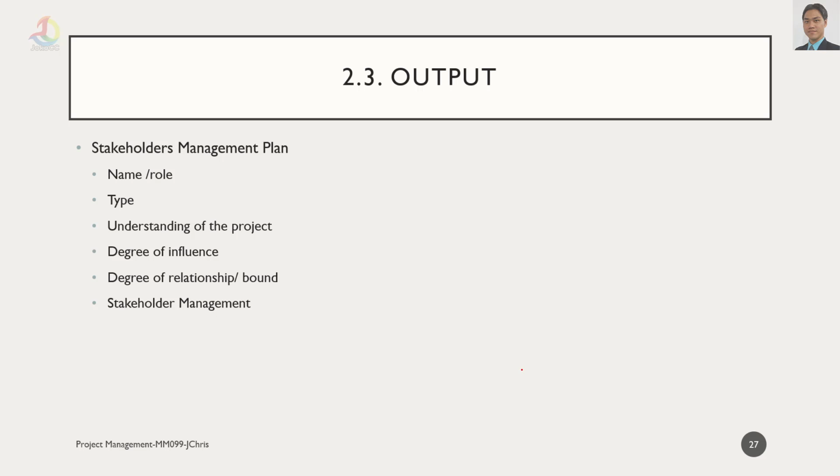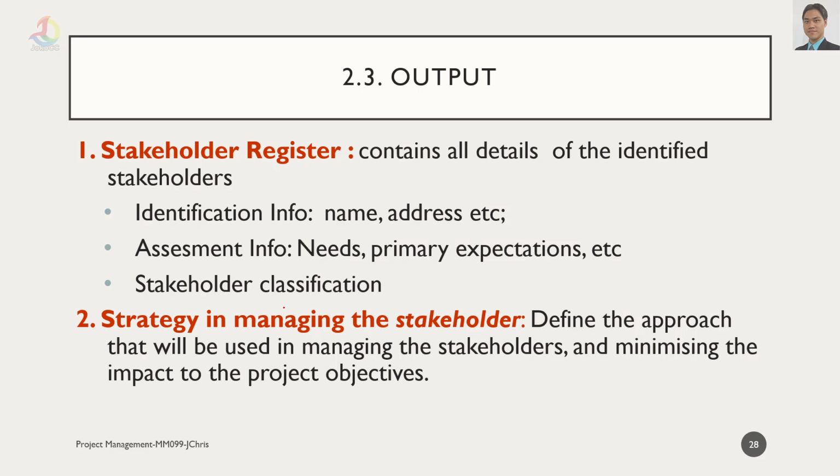The output itself is the stakeholder management plan. The stakeholder management plan will show the name, role, the type, the understanding of the project, degree of influence, degree of relationship, or the bonding within the project and stakeholder management. Stakeholder registers, still noted in the output, contain all the details of the identified stakeholders. And the strategy for managing the stakeholders will define the approach that will be used in managing the stakeholders, minimizing the impact to the project objective.